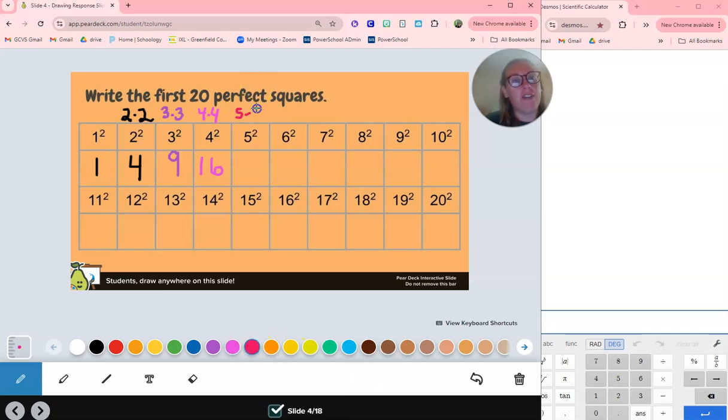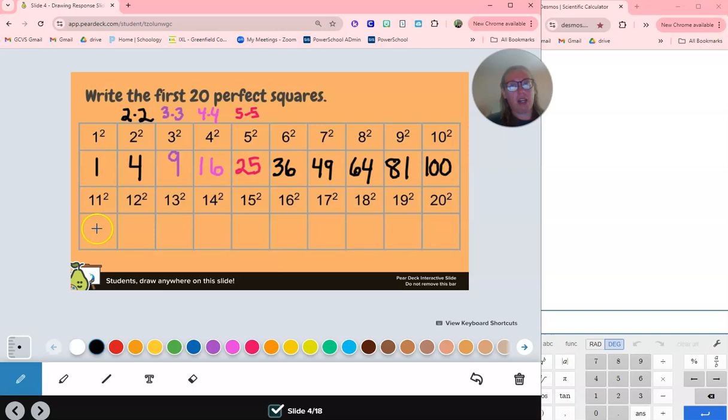5 squared is 5 times 5, which is 25. 6 squared is 6 times 6, which is 36. 7 squared, 7 times 7 gets us 49. 8 squared is 8 times 8, which gets us 64. 9 squared is 9 times 9, which gets us 81. And 10 squared is 10 times 10, which is 100. So those are the first 10 perfect squares. Super helpful to have those locked in your brain. We want to be able to identify them when we see them.